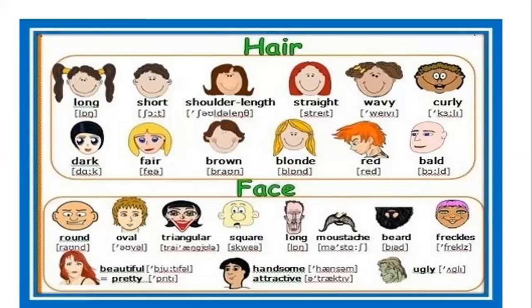Okay, for the hair, we have different styles. For example, we have long, short, shoulder length, straight, wavy, curly, dark, fair, brown, blonde, red, bold. For the face, you say round, oval, triangular, square, long, mustache, burr, freckles. For ladies, we use two words, beautiful and pretty, right? Hermosa y bonita. But for men, we say handsome and attractive or ugly.